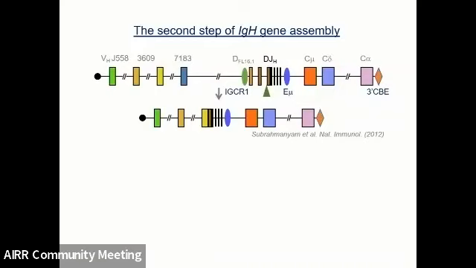The second step of heavy chain recombination is, as you all know, the recombination of one of these variable region gene segments to the DJ junction. Okay, and this, I think one of the striking features of V recombination is not only the fact that there are these many V gene segments.